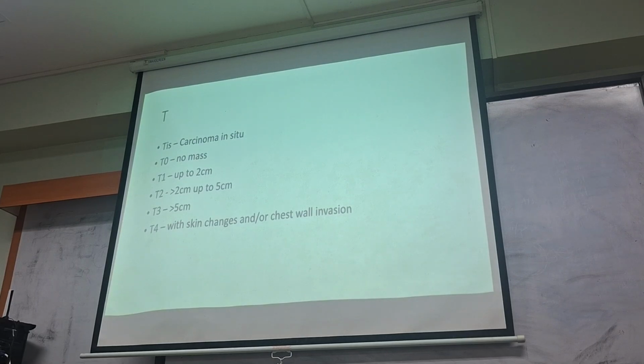So, for the T, the important numbers to remember are 2 to 5. So T1 is going to be less than 2, T2 up to 5, T3 more than 5, T4, of course, it's going to have skin involvement. So there's ulceration, edema, or a fungating mass. So that's going to be T4, regardless of what size it is. Yeah?